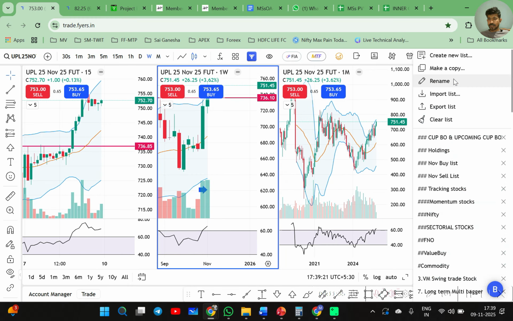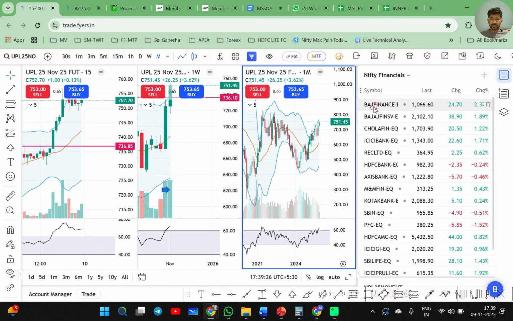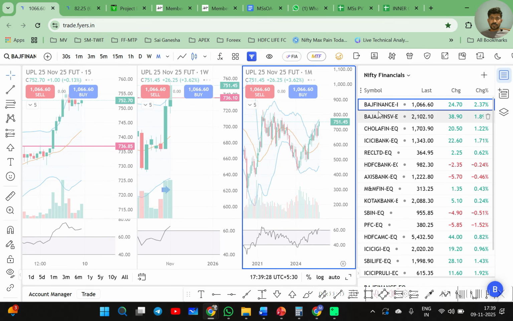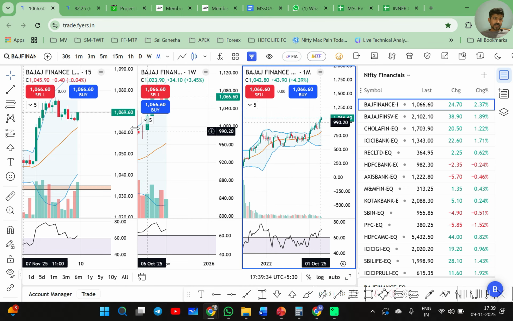Here you can find the Nifty financial. This is the first sector, right? You can go through each stock one by one and see what patterns we are getting. Within that, we can make a list of strong stocks which you can track.